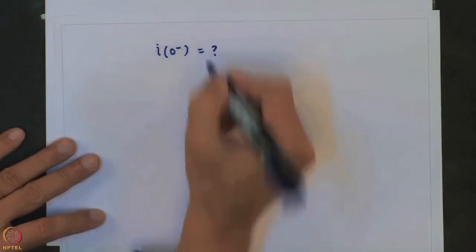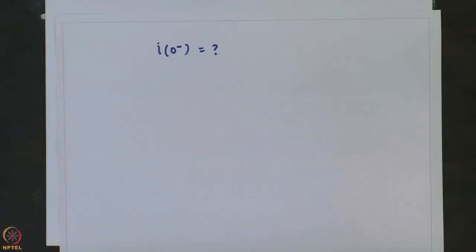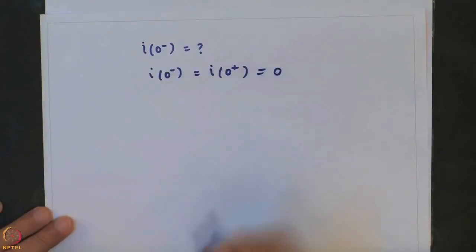Now the question is, before I solve this further, I need to know what I put for I of 0 minus in this case. This is a 0 minus, shown just to highlight that we are talking about a time just before we close the switch. Now, there is an inductor in the circuit. Before the switch was closed, we know that there was no current in the circuit. And after the switch has been closed also, because of the presence of the inductor, there won't be any current. So, basically I of 0 minus is equal to I of 0 plus, which is nothing but 0 in this case.